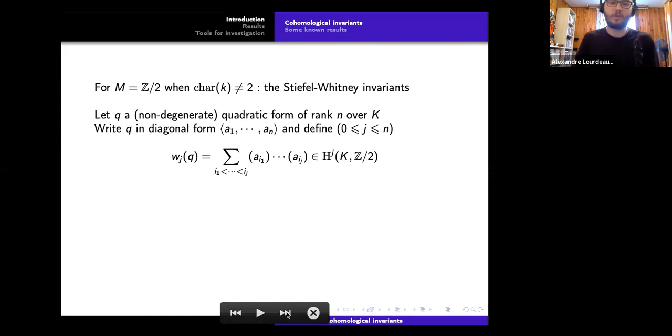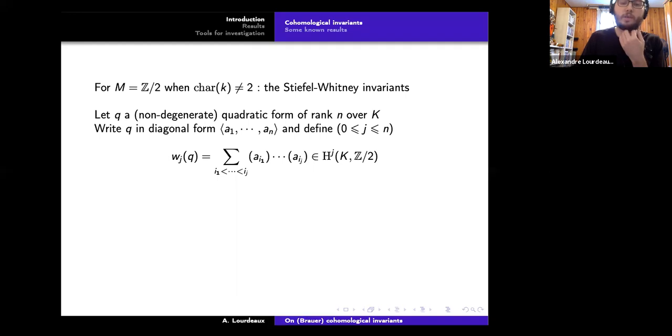which is as follows. For Q a non-degenerate quadratic form of rank n over capital K, we write Q in a diagonal form, with coefficients a1, ..., an, and we put w_g(Q) to be the sum of all the products of g of the coefficients. Here each coefficient is in H^1, and if we take their product, we are in H^g(K, Z/2).